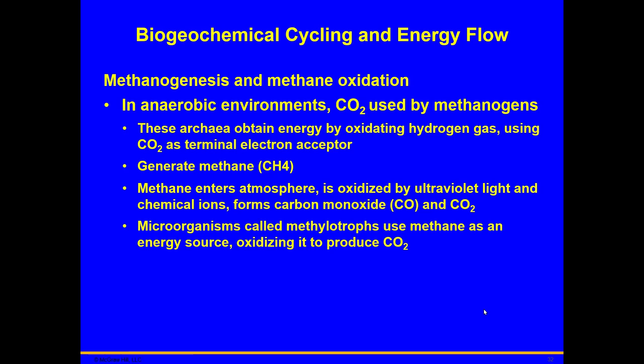Now, in methanogenesis and methane oxidation, in anaerobic environments, CO2 is used by methanogens. You usually see this with archaea. These archaea obtain energy by oxidizing hydrogen gas using CO2 as the terminal electron acceptor. And in that process, they generate methane gas, CH4. Now, the problem is that methane will enter the atmosphere, is oxidized by ultraviolet light and chemical ions, and ends up forming carbon monoxide and CO2. Microorganisms called methylotrophs use methane as an energy source, and they oxidize it to produce CO2.